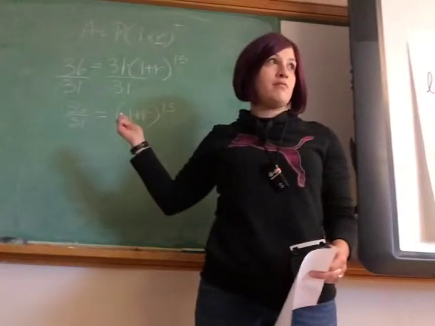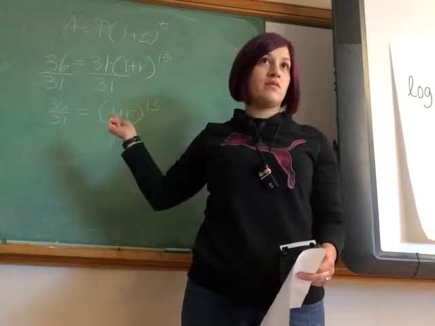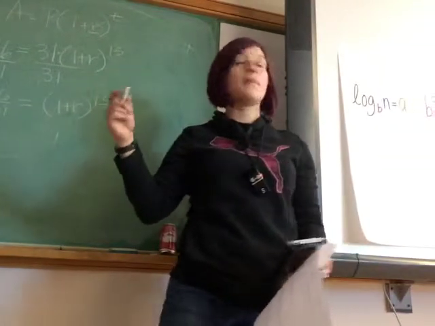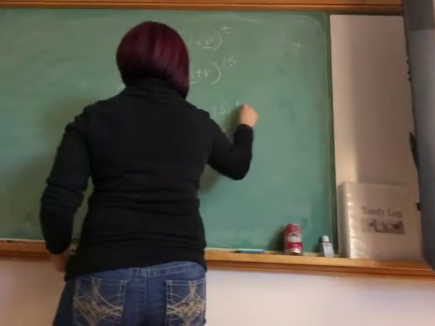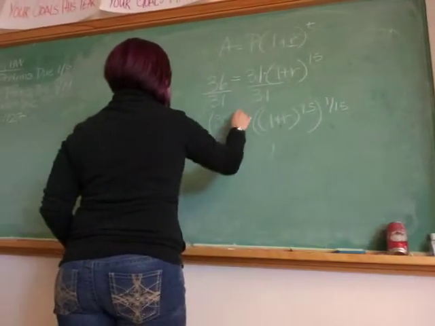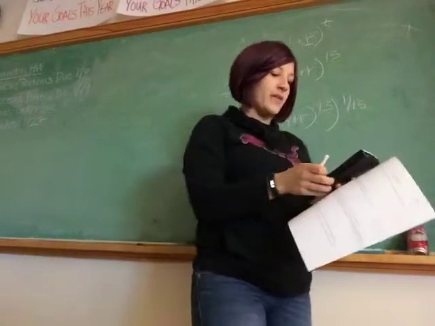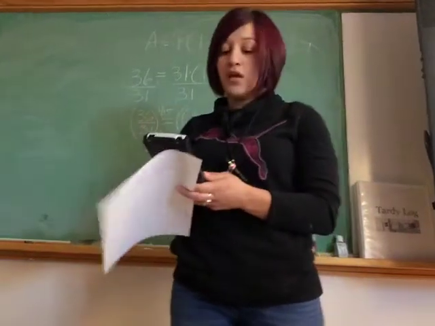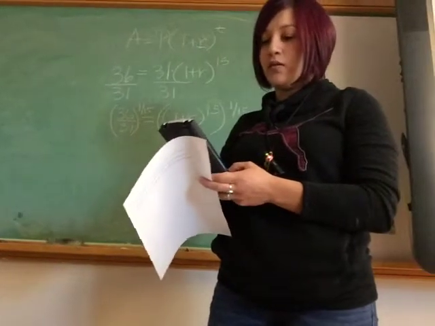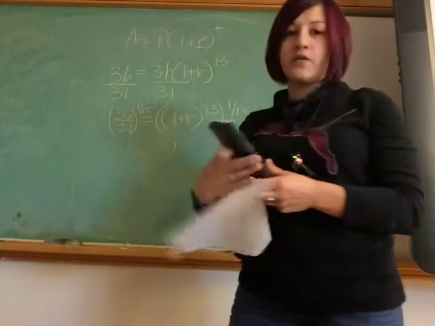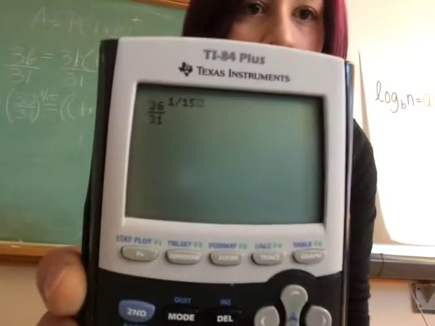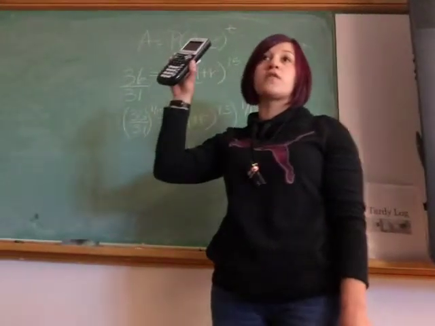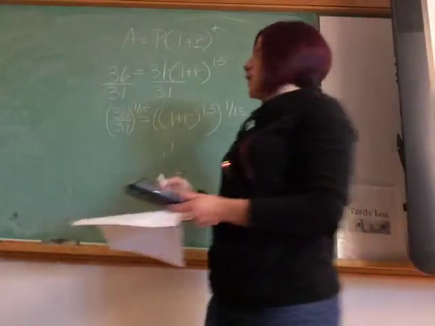How do I get to r now? What's in the way? You have to get rid of the power. I have to get rid of that 15 power, right? So what do I do to both sides to get rid of that? I'm going to apply the 1/15th power. How I'm going to do this in my calculator is I'm going to use my alpha y equals fraction bar to put 36 over 31 to the 1 over 15 power. For those of you looking here, it should look something like that. Maybe it's backwards. I don't know. But 36 over 31 to the 1 over 15 power. All right, and what do I get?